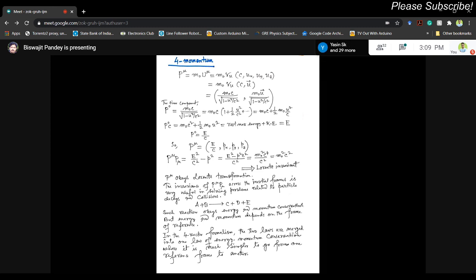Let us discuss about 4 momentum. So momentum and 4 momentum, 3 momentum, 4 momentum, how are they different? Since we have already defined something called 4 velocity, we can define something called 4 momentum.